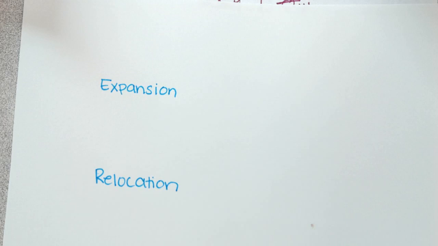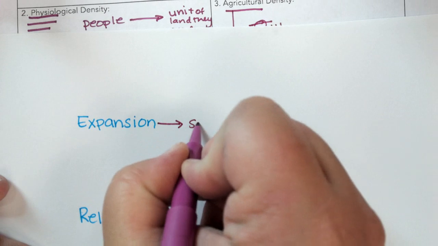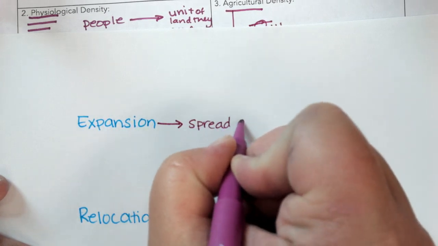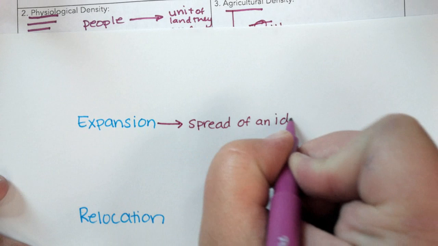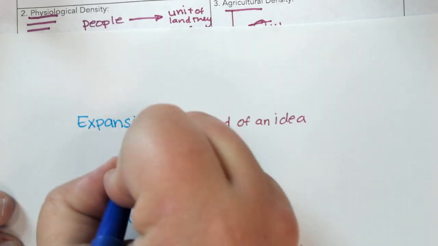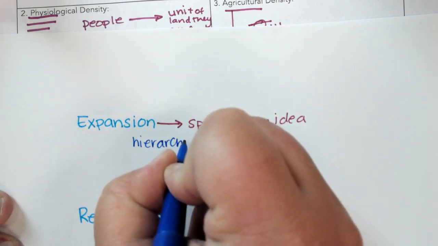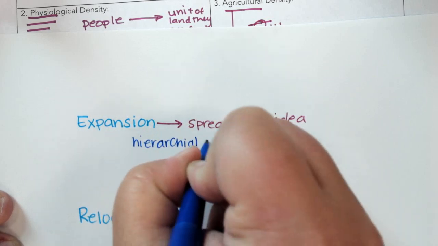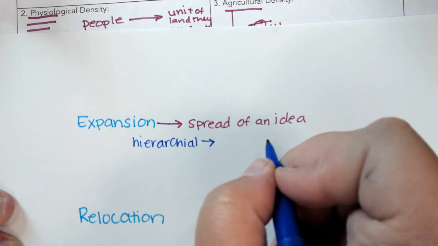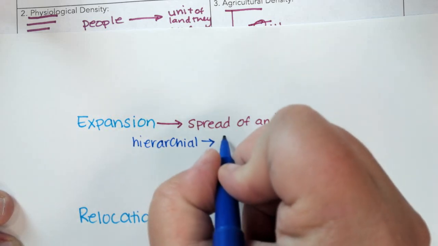Expansion diffusion has to do with the spread of an idea, and there are 3 different ways an idea can be spread. There is hierarchical, which is the spread of an idea from people or areas of power down to others.